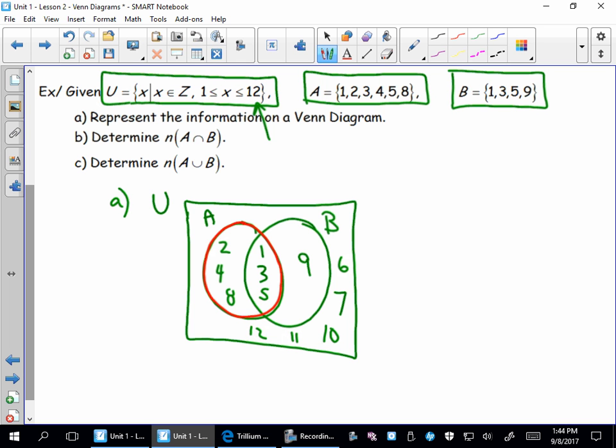Okay, try part B. N, A intersect B. You may remember N stands for the number of things. How many things are in A and B?